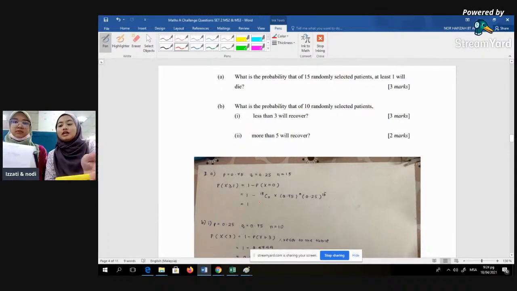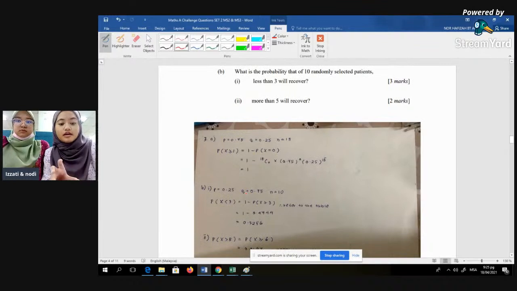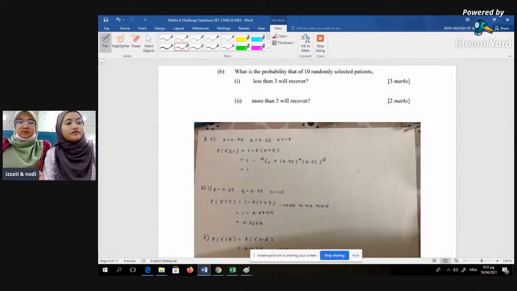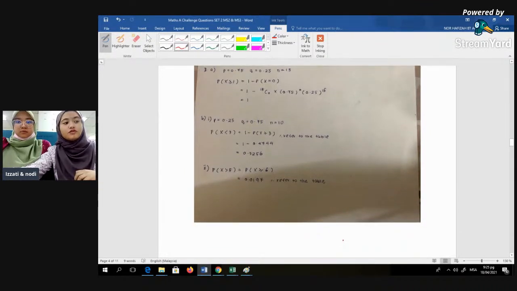So for question B, they ask for the probability that of 10 randomly selected patients, less than 3 will recover. In this question we can change the P to 0.25. So we can refer to the table, because the table will show P(X) more than 3. Then we do 1 minus 0.4744. So we will get the answer 0.5256. So next, more than 5 will recover. We can refer to the table, P(X) more than 6, so 0.0197.